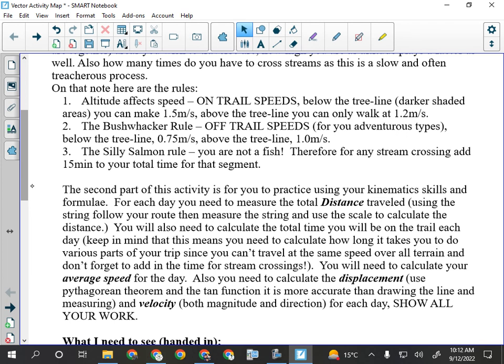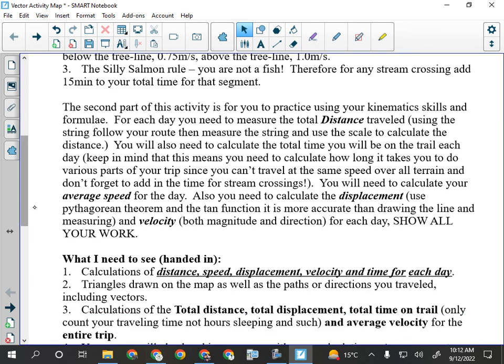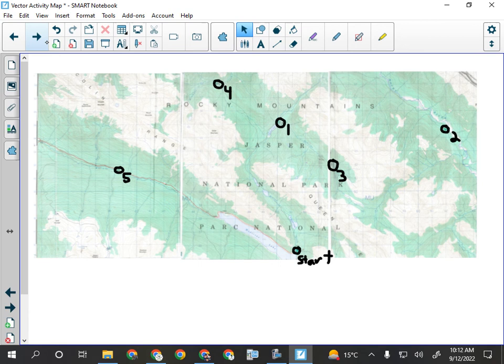Okay. So the second part of this activity is to practice your kinematic skills and formulae. For each day, you're going to need to measure the total distance traveled, using a string or a headphone cable or a power cable or anything else that can take the shape of your route. If we're demonstrating this on day 1, from start to 1, there's actually a trail that runs beside the creek here, and you'd just follow the trail like this. Everybody's going to do that on day 1. You'd be crazy to do anything else. So I'm going to follow the trail.